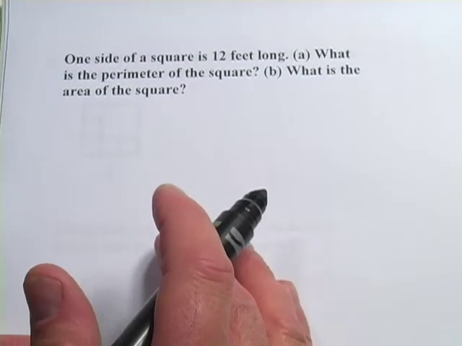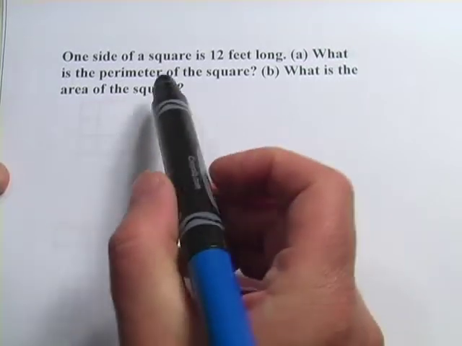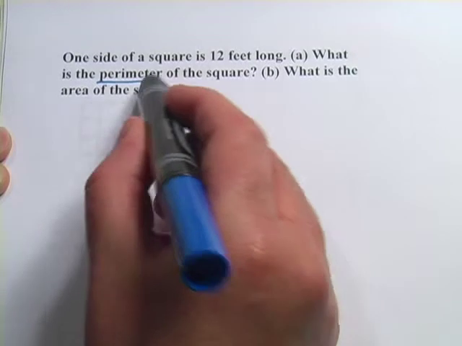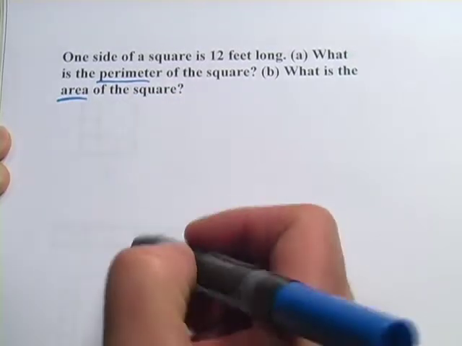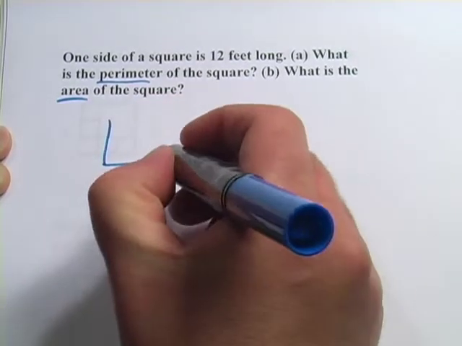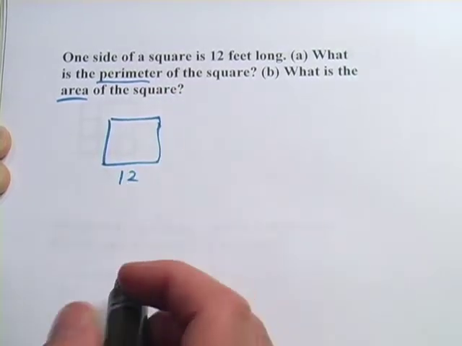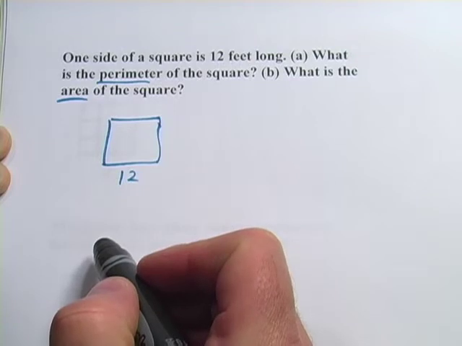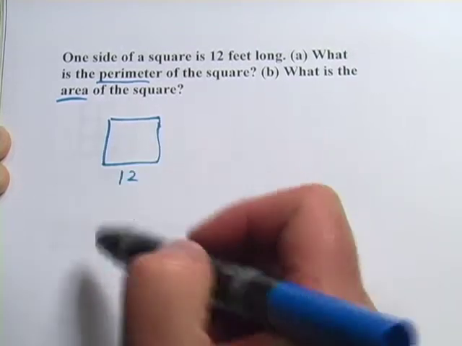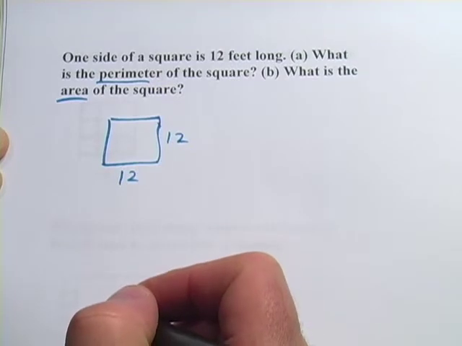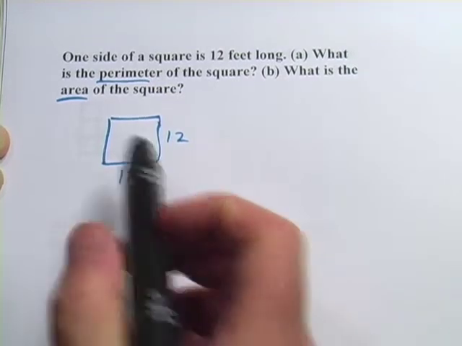I think we've got one more here. Yeah, here's a word problem, so no diagram. It says one side of a square is 12 feet long. What is the perimeter of the square, and what is the area of the square? So I'm just going to draw a picture here so we know what we're dealing with. We've got a square, and it says one side is 12 feet long, so maybe that's the length. It's a square, and that means all the sides are the same, so the width is also going to be 12.